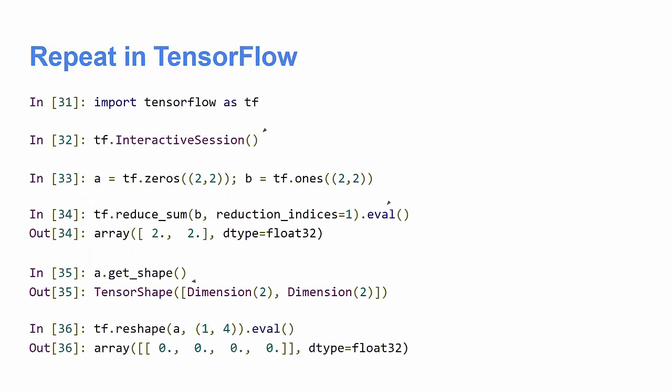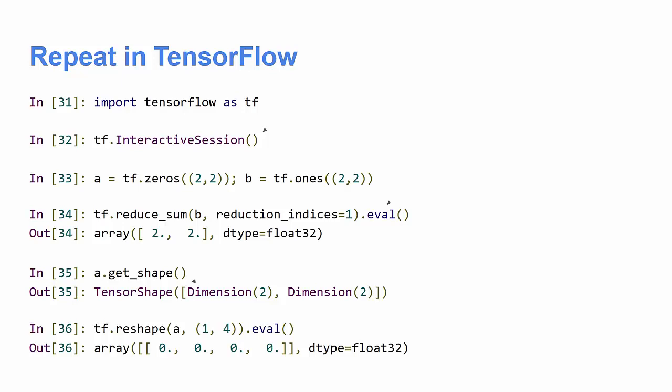Now if we compare these operations in TensorFlow, to use TensorFlow we have to write import tensorflow as tf. To make the calculation in TensorFlow we have to initialize with tf.InteractiveSession. And if we do a = tf.zeros(2, 2), it will create a matrix of 2 by 2 with all zeros. Similarly, b = tf.ones(2, 2) will create a matrix with all ones.